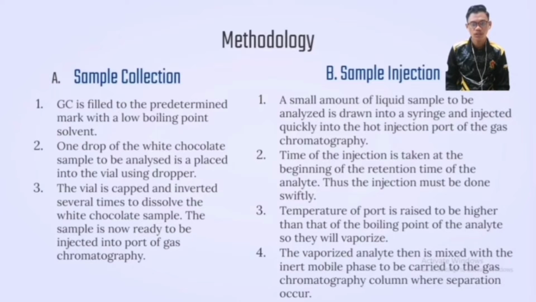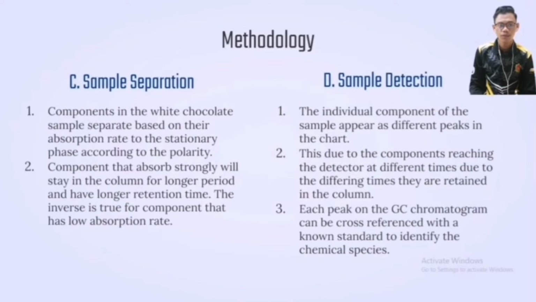The temperature of the port is raised to be higher than the boiling point of the analyte, so it will vaporize. The vaporized analyte is then mixed with the inert mobile phase to be carried to the gas chromatography column where separation occurs. For sample separation, components in the white chocolate sample separate based on their absorption rate to the stationary phase according to the polarity.